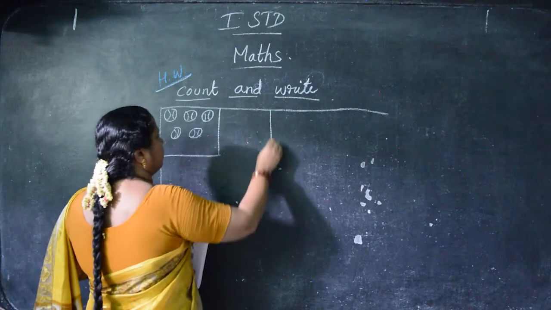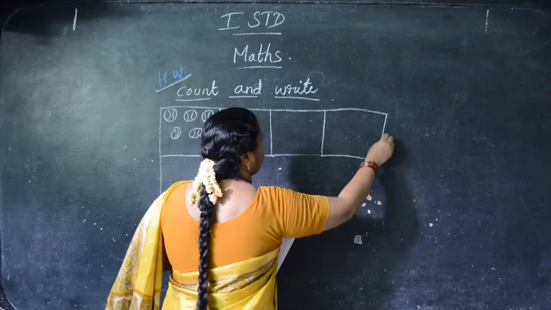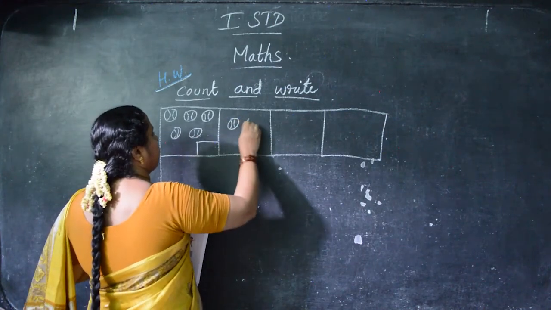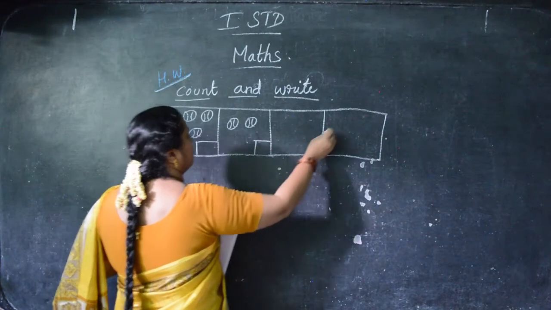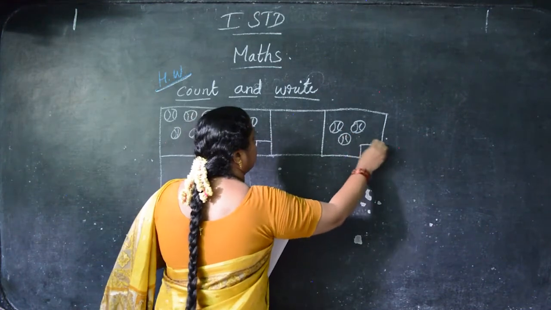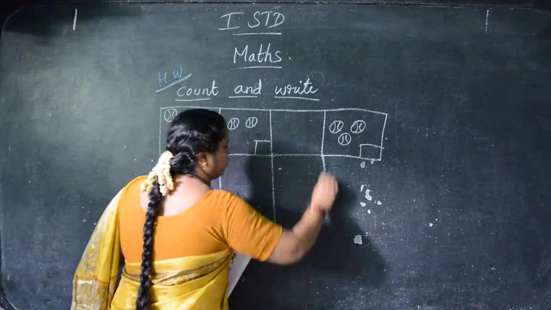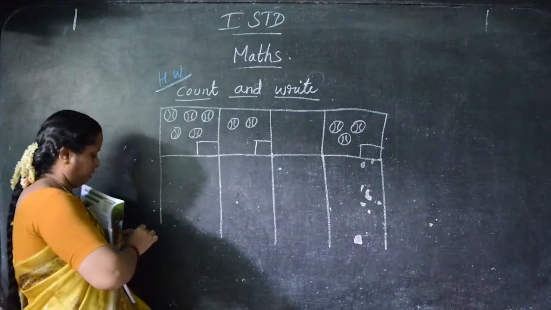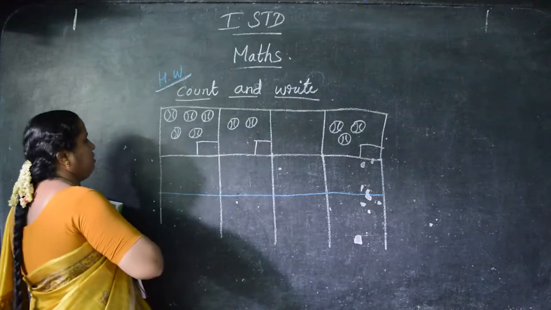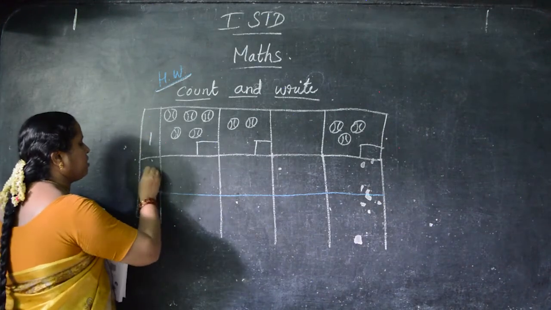Take your note and draw like this, children. You have to count the pictures and write the number here. Okay. You should write the number here. Then the second one. This is the first one. See, this is the first one. This is the second one.